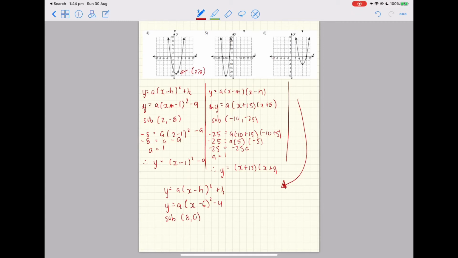So therefore, it's going to be 0 is equal to a(8 − 6)² − 4. 8 minus 6 is equal to 2. 2 squared is equal to 4. So it's going to be 4a − 4. 4a is equal to positive 4, a is therefore equal to positive 1. Hence your equation for question 6 is going to be y is equal to (x − 6)² − 4.